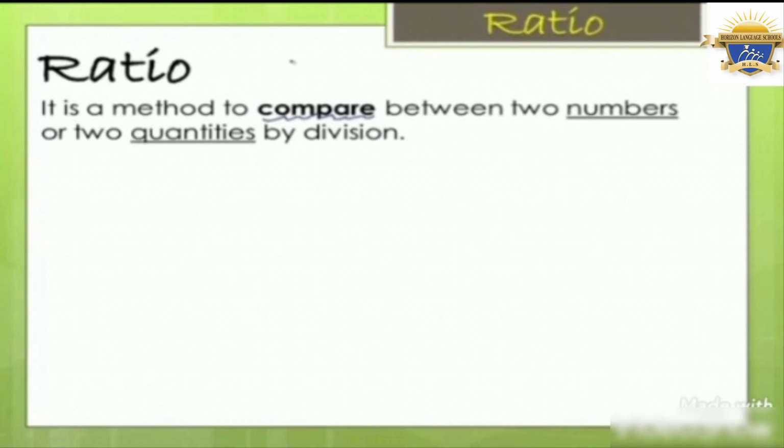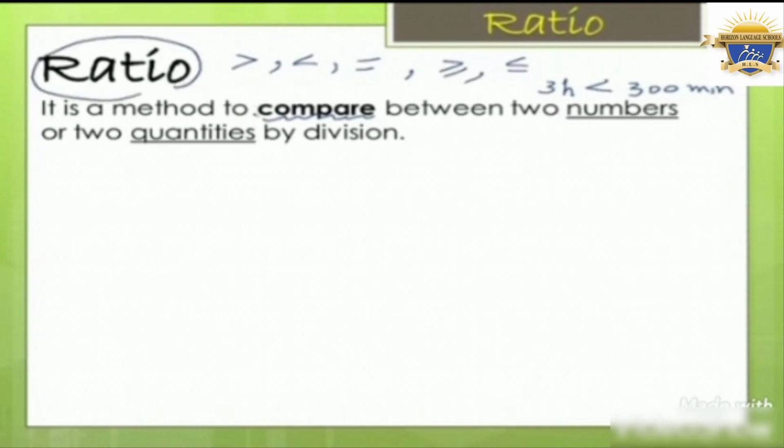In the previous years, we compared by more than, less than, equals, more than or equals, less than or equals. For example, we compare between two quantities if we have 3 hours and 300 minutes. Which is greater? So 300 minutes is greater. But in ratio, we compare between them by division.